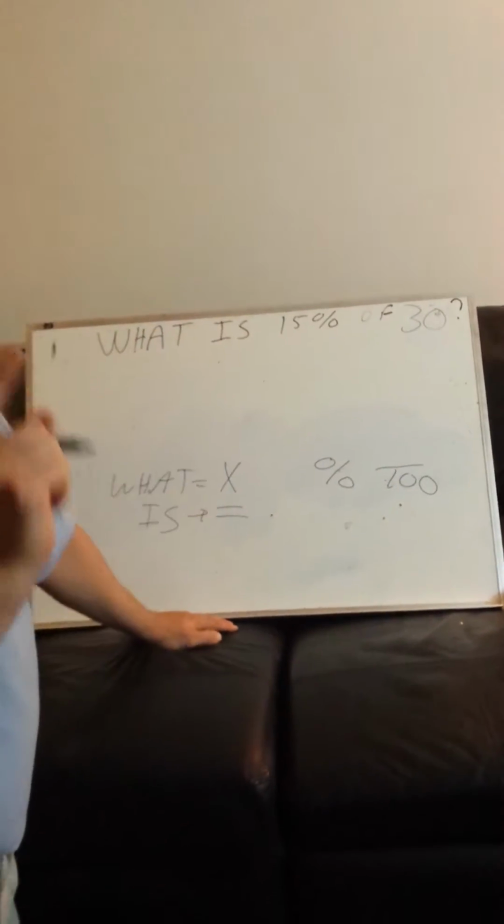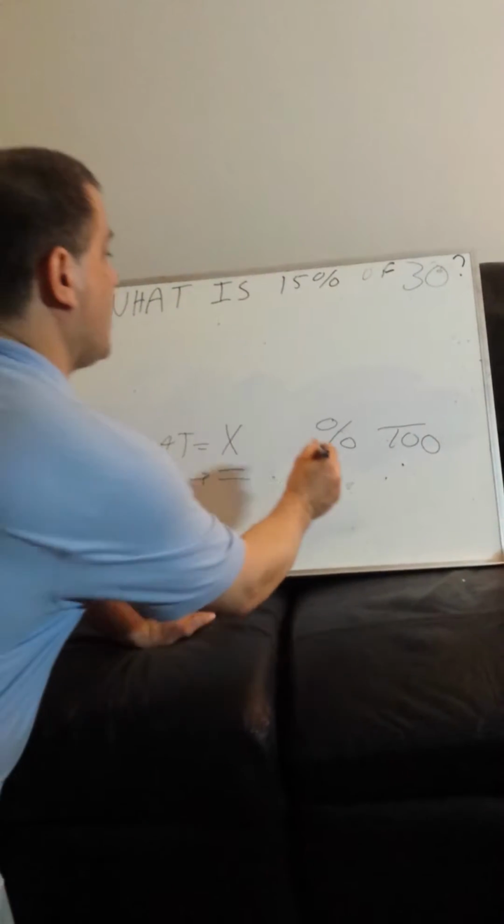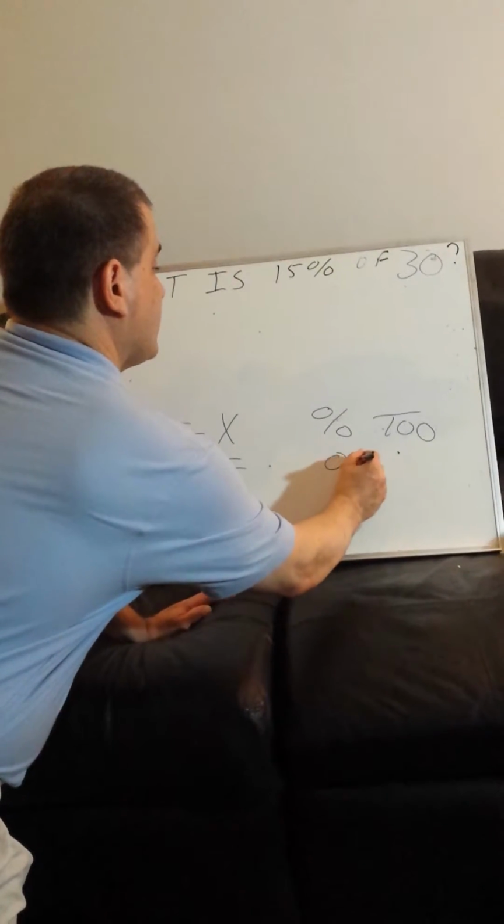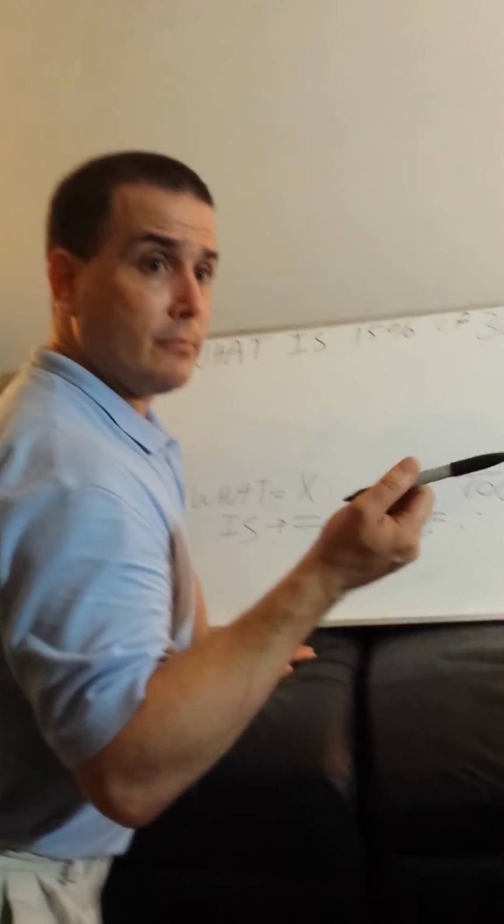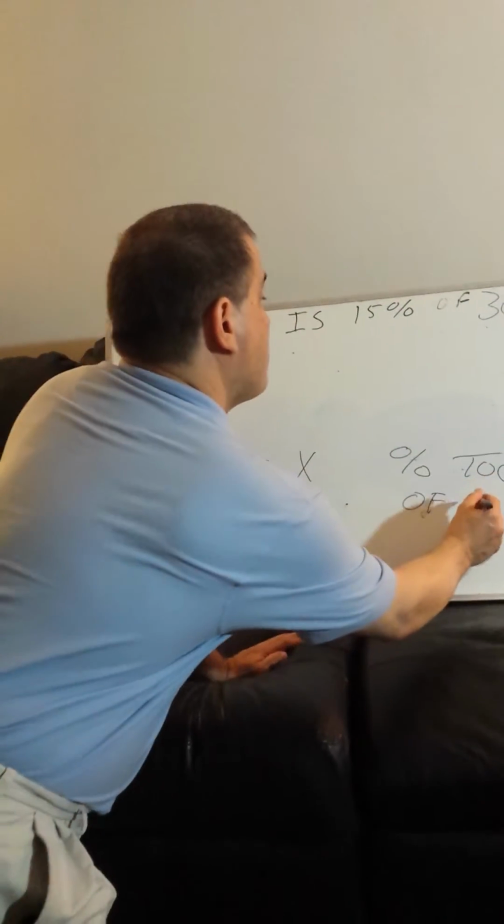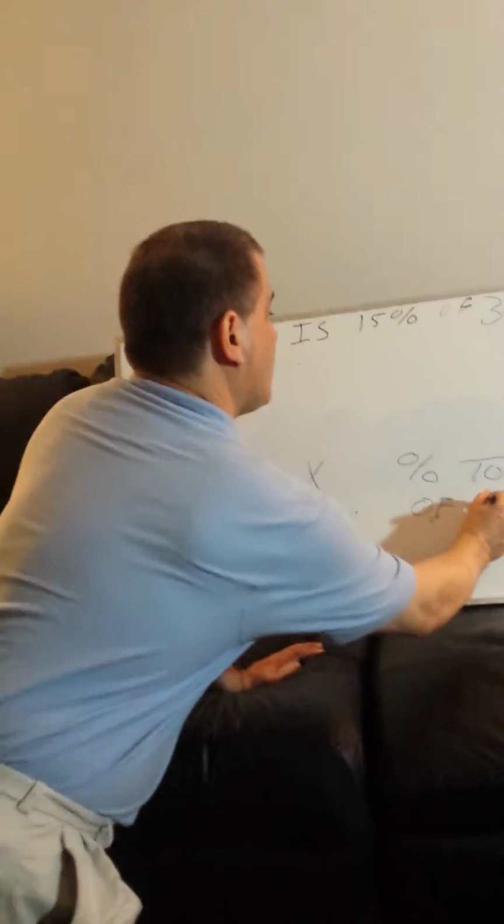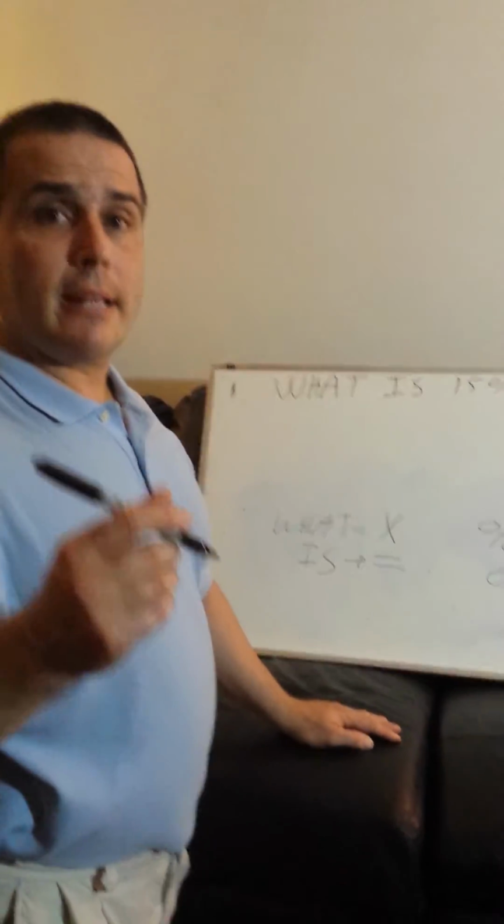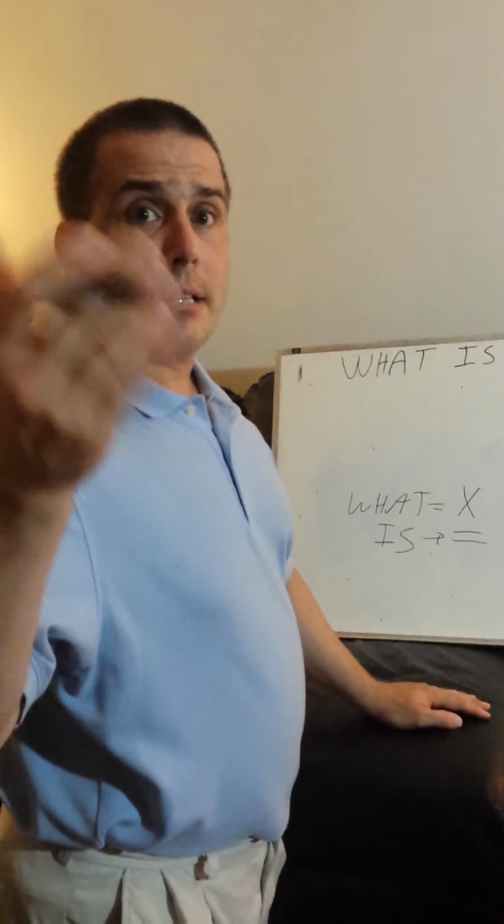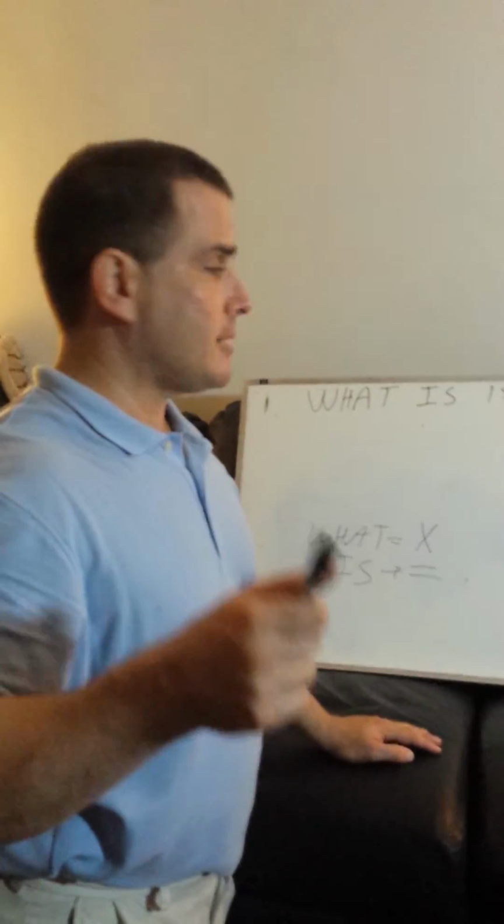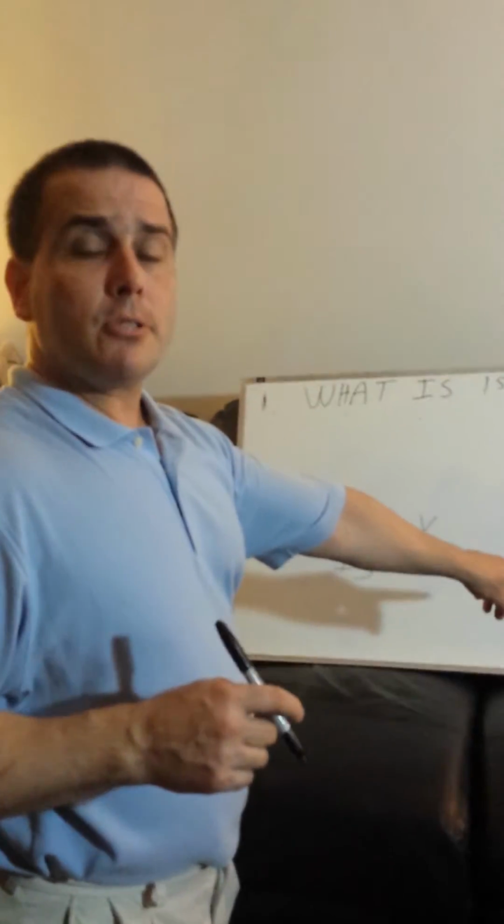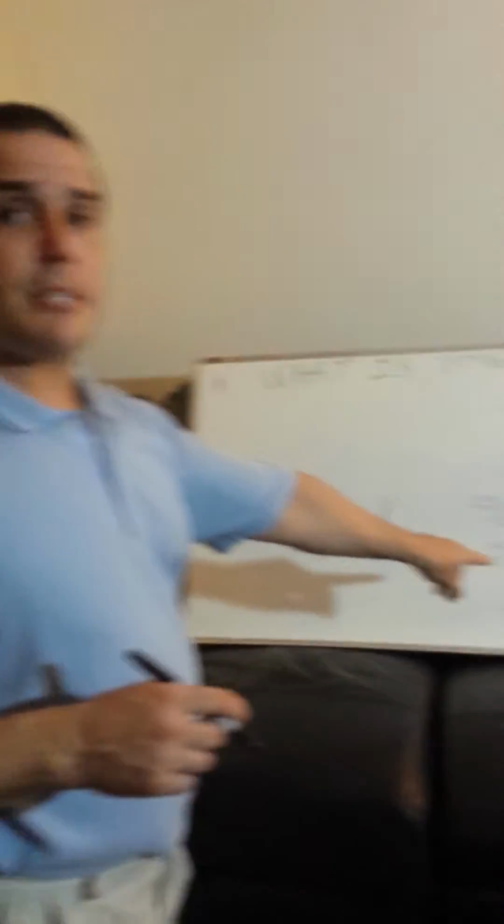And then finally, the word of. Of is simply multiplication, or the times sign. When you say less than, you say it's subtraction, more, addition. But when it comes to of, most of the time it's going to be multiplication.